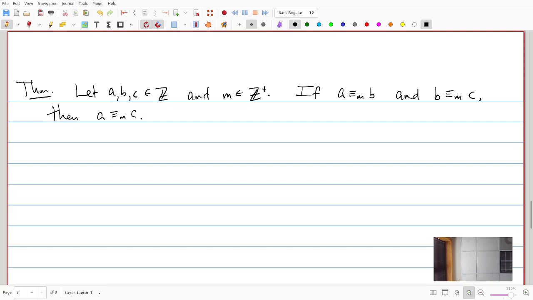Intuitively, hopefully this makes sense, we believe this, because if A and B have the same remainder when we divide by m, and B and C have the same remainder when we divide by m, then of course A and C should also. So let's see how to prove it. Or I'll just say this means this relationship is transitive.